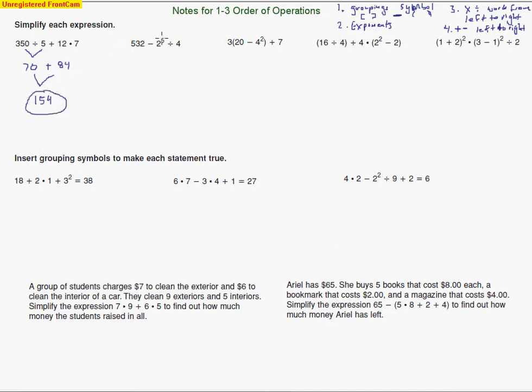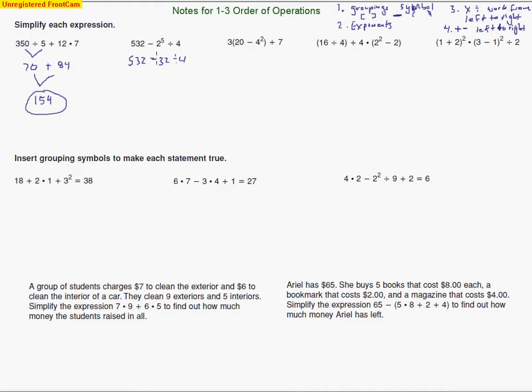Over here, we definitely have to do the exponents first. And we have to do that before we do any division, and then finally we'll do the subtraction. So the common mistake is people will end up doing the exponents first. We'll get 32. And then if you end up subtracting 32 from 532, you get 500. Then you could also divide by 4, but you end up with the wrong answer.